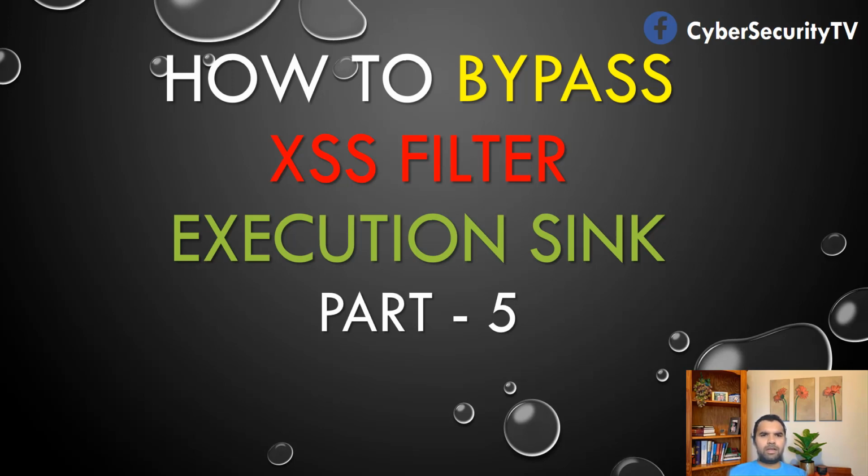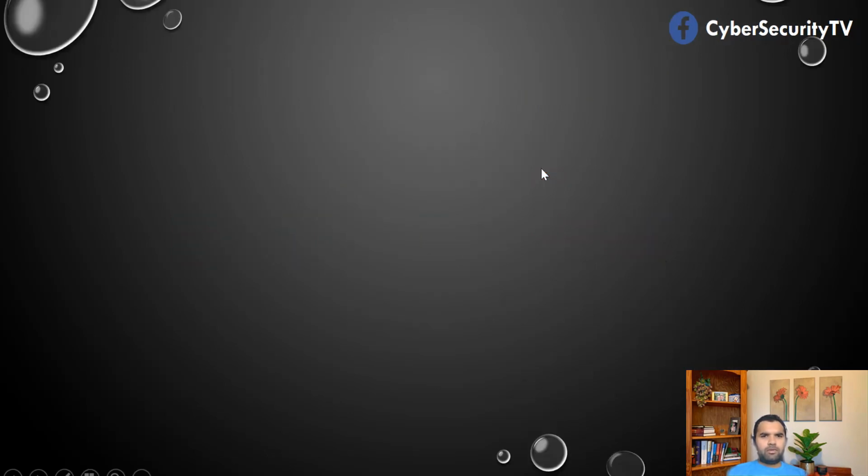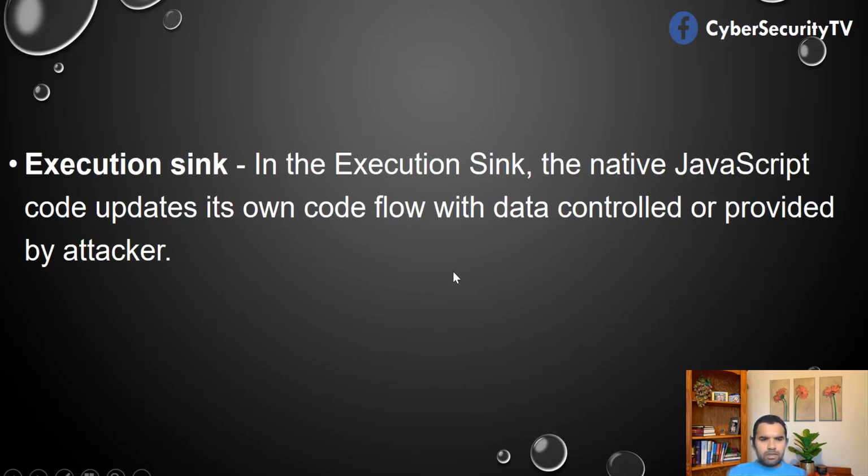You must have heard the words source and sink, especially for DOM XSS. So what's the execution sink? In the execution sink, the native JavaScript code updates its own code flow with the data controlled or provided by the attacker. If you imagine every XSS, it starts somewhere which is called the source, and finally where the payload gets executed is called the execution sink.